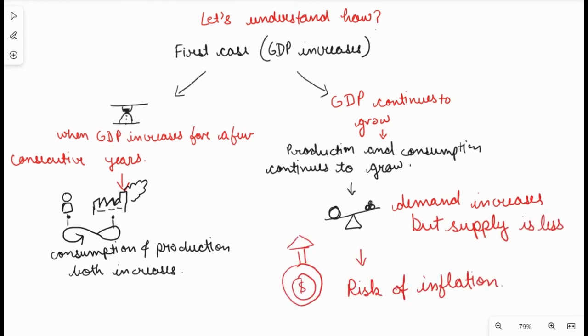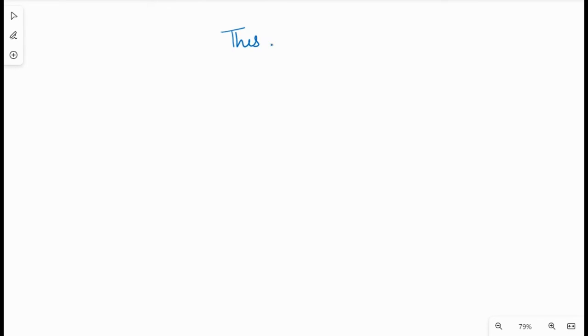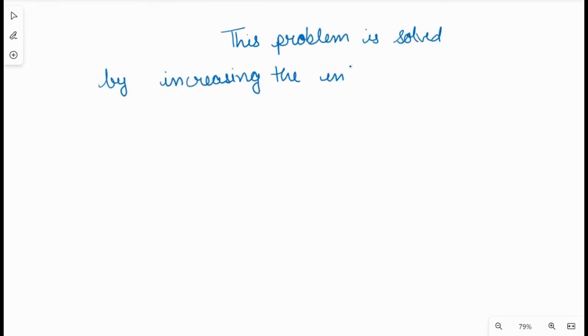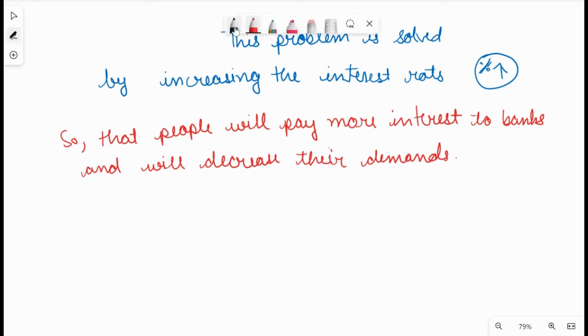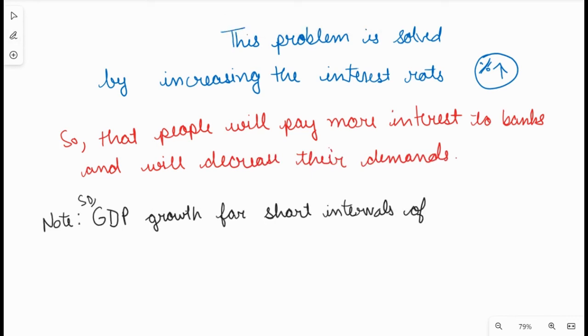So, this problem is tackled by increasing the interest rates. People will pay more interest to banks and will decrease their expenses and ultimately demand, which will allow balancing production and consumption. So, GDP growth for short intervals of time is good, but not for long consecutive years.